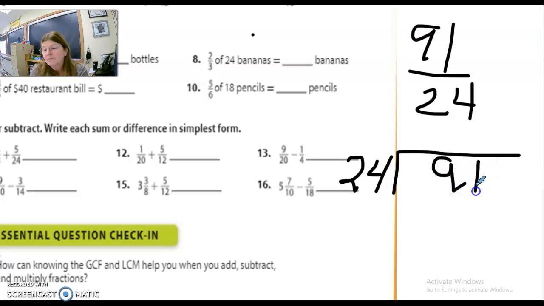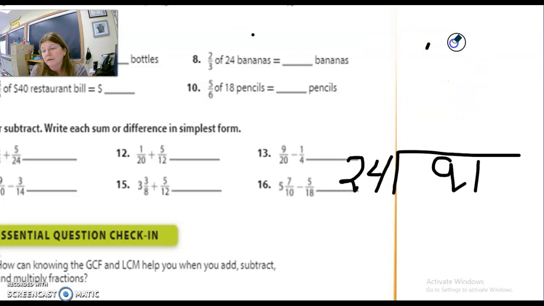All right. So 91, how many times will 24 go into 91? Well, we know it'll go in at least 3 times, because 3 times 25 is 75. So will it go in 4 times? 4 times 4 is 16, carry the 1. No, it's going to be too much. That's going to be too big of a number. So we're going to have to go with the 3.